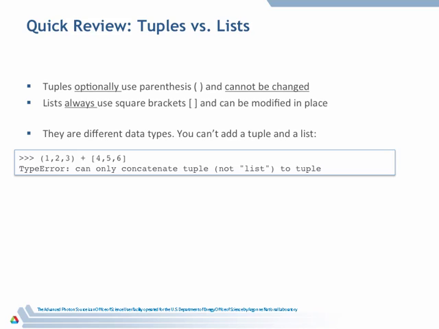Okay, so tuples optionally use parentheses and can't be changed. Lists always use square brackets and can be modified. And they are different data types. You can't, for example, concatenate them. But you can turn a tuple into a list or a list into a tuple.